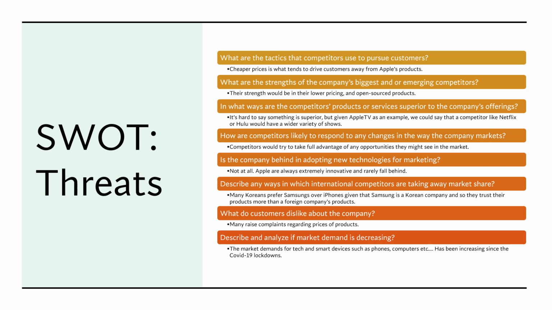What are the strengths of the company's biggest and emerging competitors? Their strength would be their low pricing and open sourced products. In what ways are the competitors' products or services superior to the company's offerings? It is hard to say something is superior, but given Apple TV as an example, we could say that competitors like Netflix or Hulu would have a wider variety of shows.